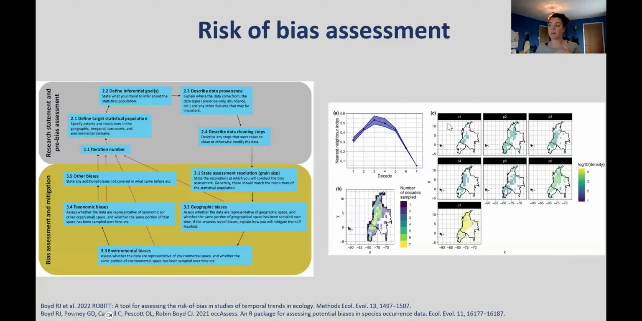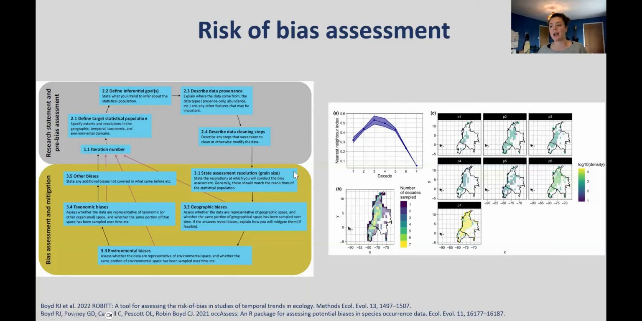They show us basically how the data may be biased in space and time. So, for example, in this first plot, you can see an index that shows you how far away the dataset is from a random distribution in space and time, as well as showing you, for example, the recording effort through time in space.